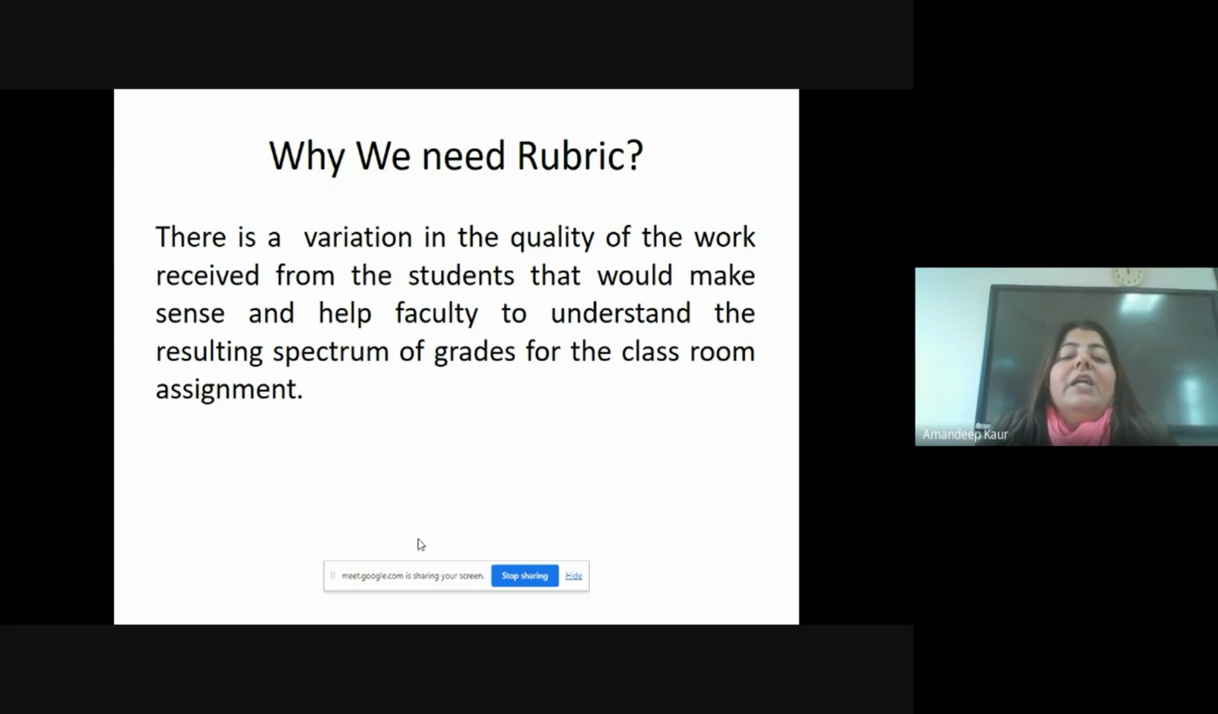So it will help the faculty to understand the resulting spectrum of grades for the classroom assignment. At the same time, it helps us to revamp our education system in terms of assessment and grades. If there is a variation in the quality of the work received from the students, the teacher is able to understand that there may be students who are excellent, students who are good, students who are average, and students who certainly need improvement. So the quality of the work produced by the students helps us to define the scales of any evaluation criteria. I hope up to now this is clear to all of you.